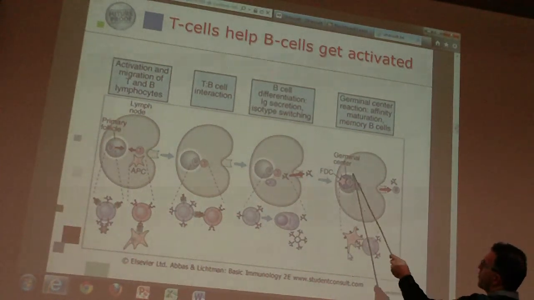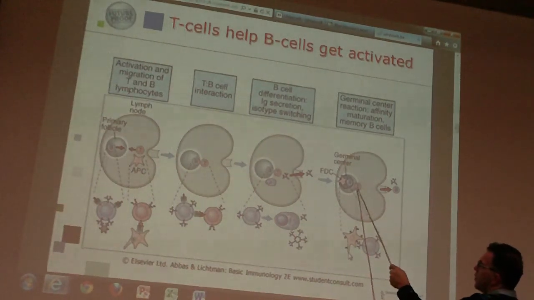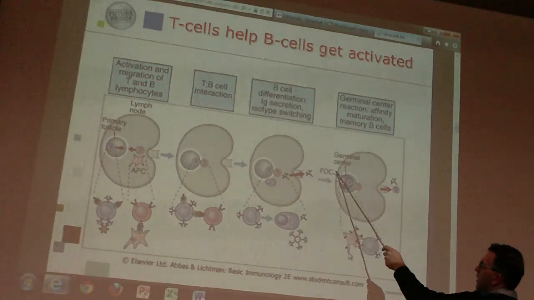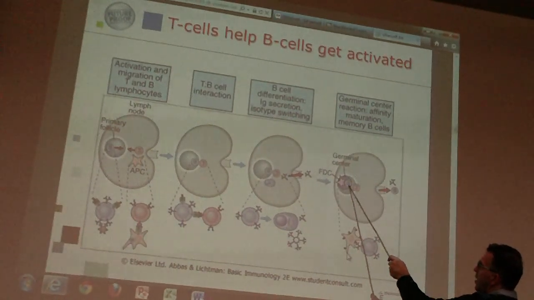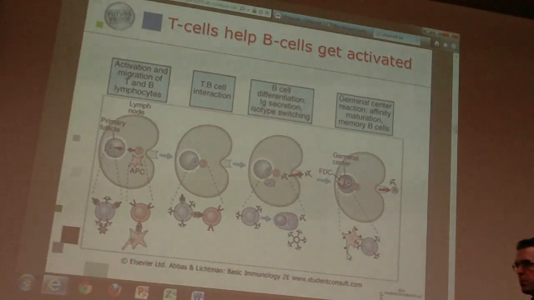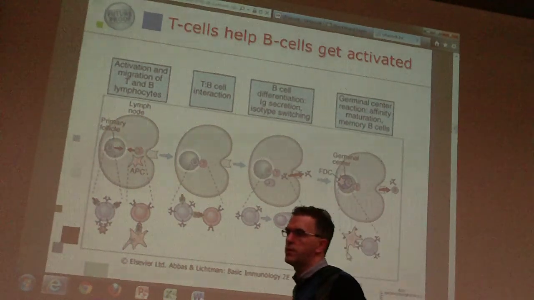Then you get this formation of germinal centers, and that's actually within these B cell follicles. You get a continuous interaction between T cells and B cells, but also follicular dendritic cells that will also present antigen to your B cell. And during this response, your B cell further matures, class switches, and also forms memory cells. So that's what's happening over there.